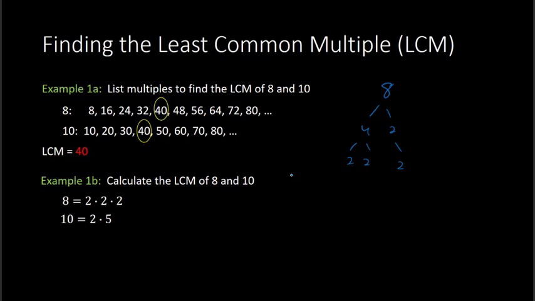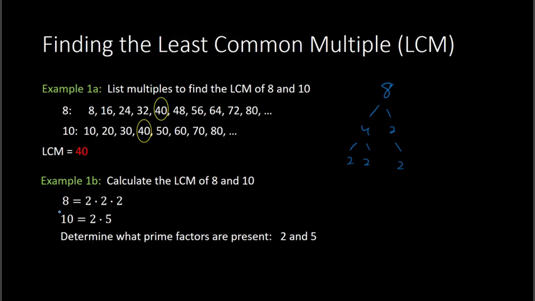So once we do this, then we can find the least common multiple very quickly. The process we want to use is we look to see what factors we have represented. So we see there are 2's and there are 5's. All right, so we have 2 and 5.